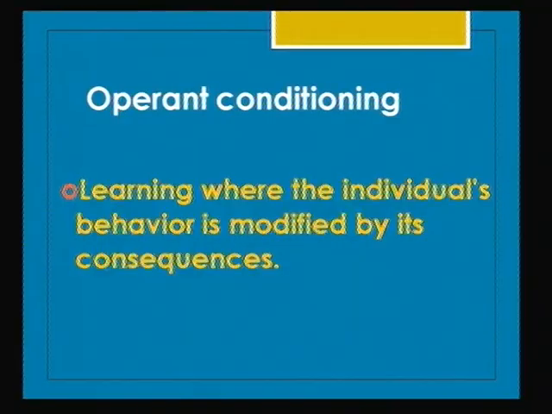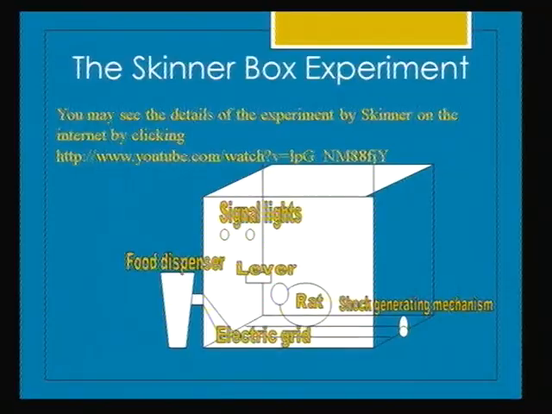So operant conditioning is the conditioning of operant behaviors, that is learning where the individual's behavior is modified by its consequences. So we will have to learn about consequences to a great extent here regarding how we operate, how we learn to behave in particular ways in relation to certain kinds of behaviors. Now, Skinner conducted a very famous experiment on learning. Here is a diagrammatic representation of the thing.